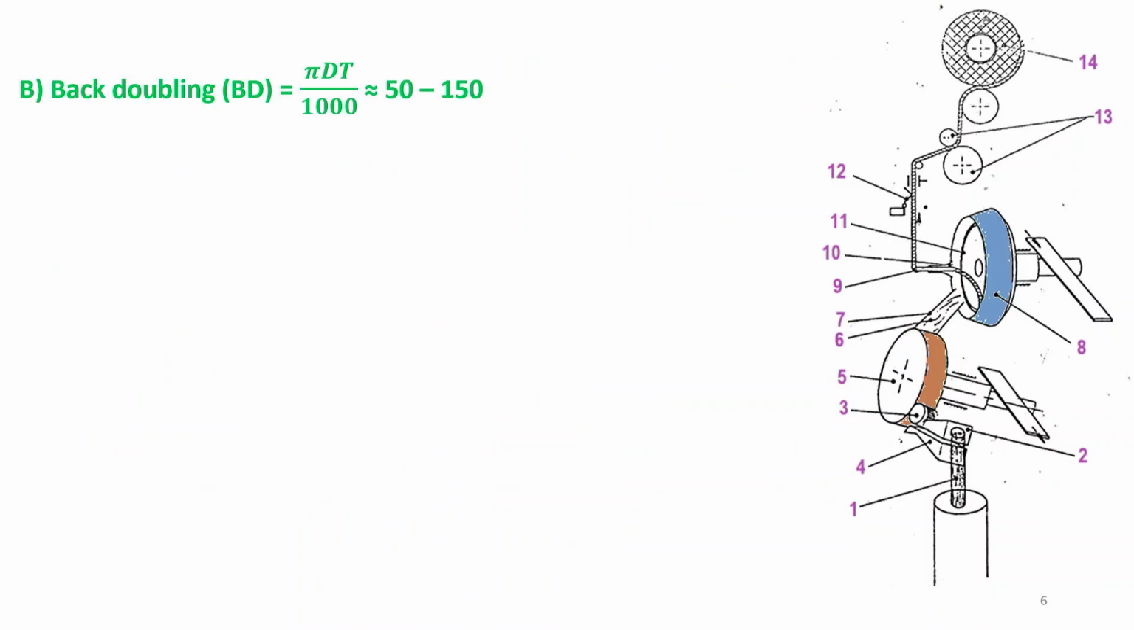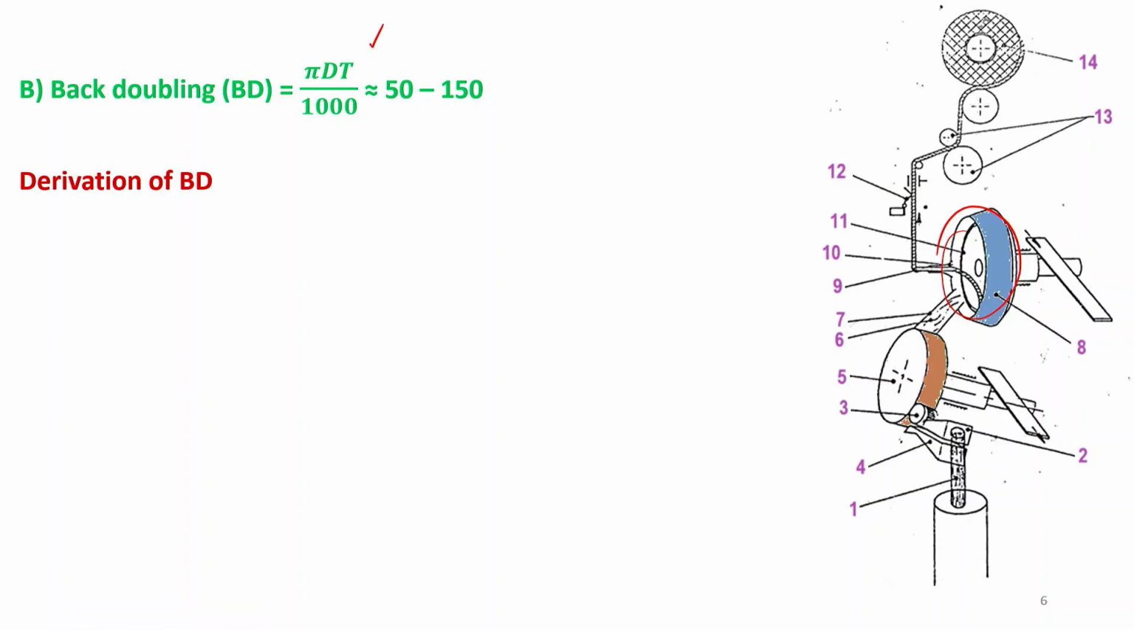Now, what is back doubling? Next is the back doubling. Back doubling occurs at the rotor groove. It happens because fibers are aggregating, landing one by one, and the total accumulation of fiber is called back doubling. It is termed as pi dt by 1000, and it is typically 50 to 150.